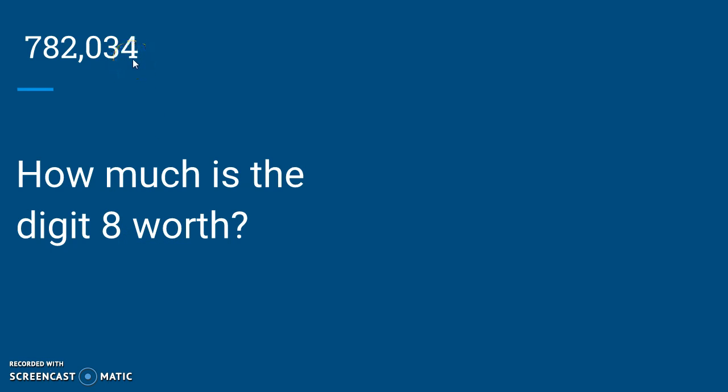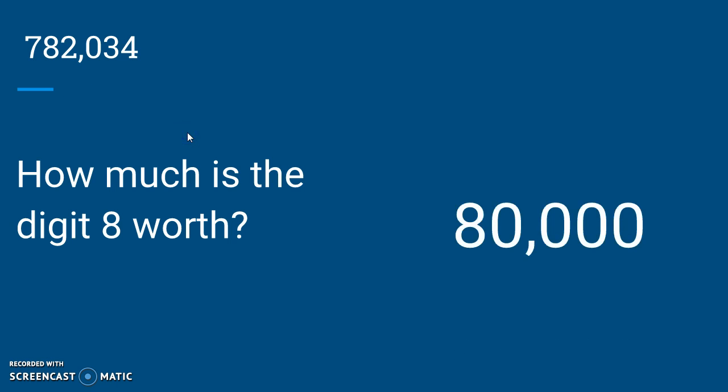If I have one 8, it's worth 8. But as I move up into different place values, the larger the place value gets, the more it's worth. So since this is the ones, then the 3 is in the tens, the 0 in the hundreds, the 2 is in the thousands, the 8 is in the 10,000s, and the 7 is in the 100,000s. The 8, since it's in the 10,000s, means I have 8 10,000s. So 8 10,000s ends up being 80,000. So you can see everything to the right of it in the smaller place values changes to zeros.